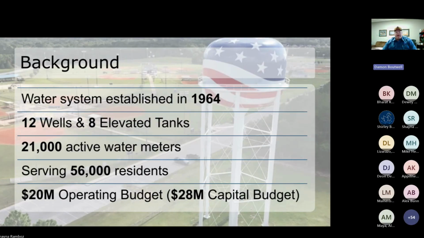We operate 12 wells, 8 elevated water storage tanks, and a little over 21,000 active water meters, serving 56,000 residents. Split wise, we're roughly 5% commercial, 95% residential. We have an annual operating budget of about $20 million, and then a capital budget of about $28 million just for infrastructure improvements.